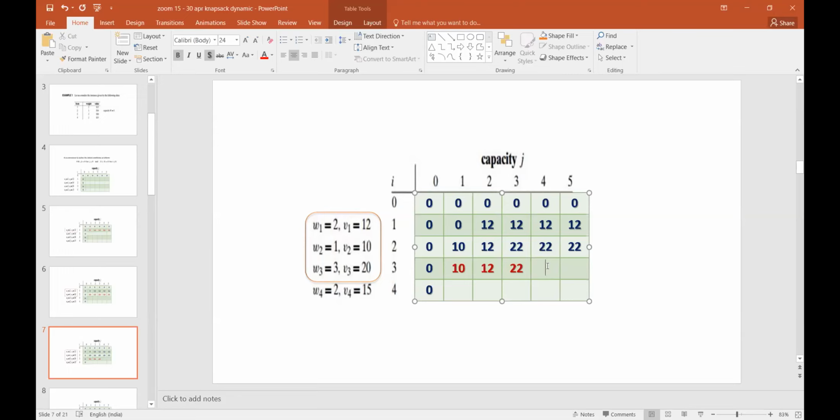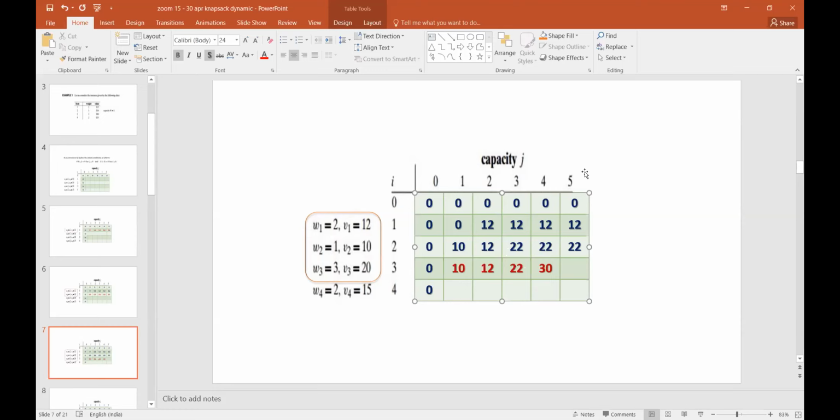so what shall we do now? Here I can take object 3 plus object 2. Can I take object 3 and object 1? No, because 2 plus 3 becomes 5, and the capacity is only 4. So I can take only object 3 and object 2, because it is 3 plus 1, which gives the total weight of 4. If I take both object 2 and object 3, what is the profit? 10 plus 20, it is 30.